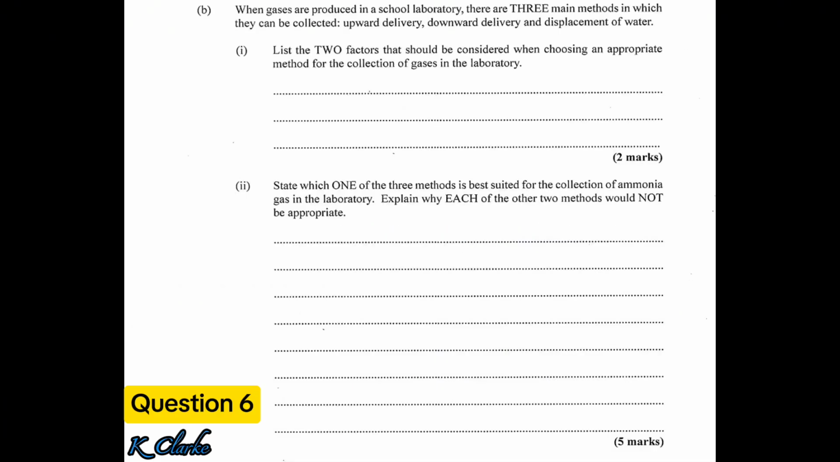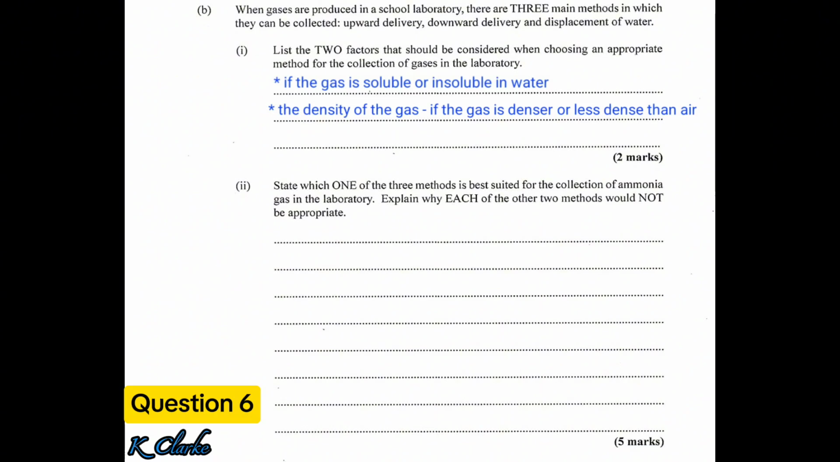B. When gases are produced in a school laboratory, there are three main methods in which they can be collected: upward delivery, downward delivery, and displacement of water. Part 1. List the two factors that should be considered when choosing an appropriate method for the collection of gases in the laboratory. The answer: if the gas is soluble or insoluble in water. Another factor is the density of the gas. If the gas is denser or less dense than air.